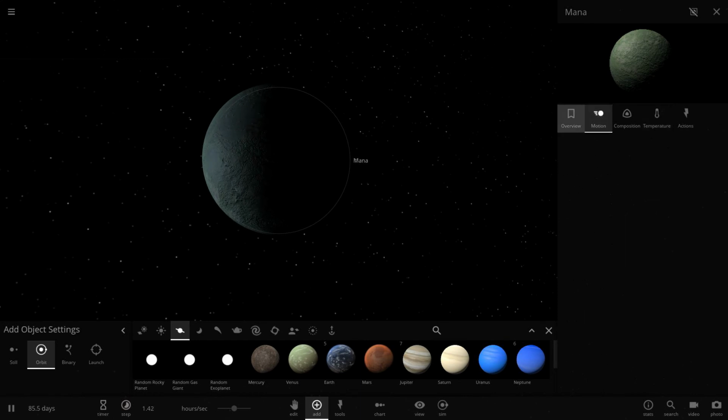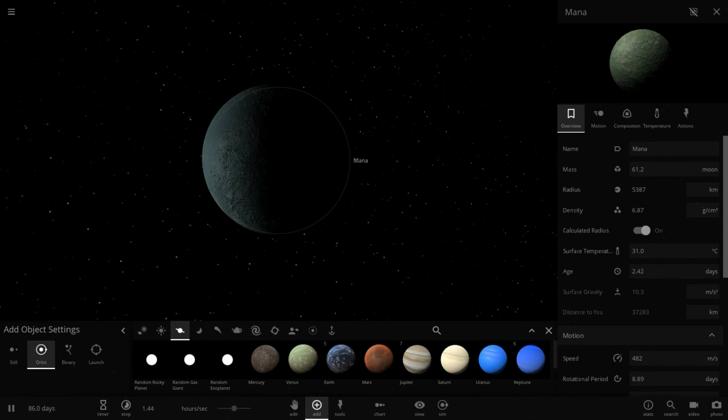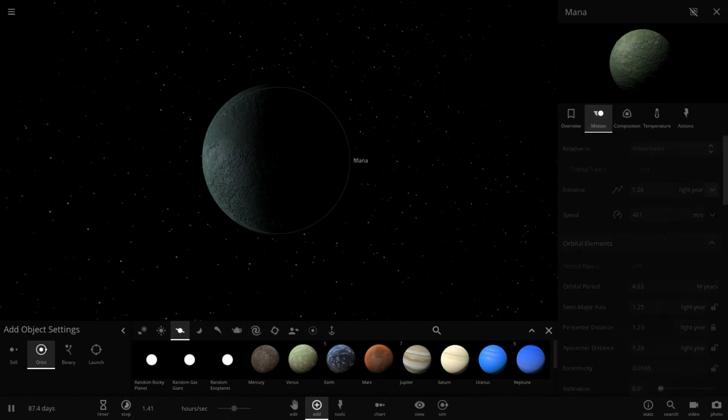How long will it take to orbit the star? 4.8 million years. That's like, you can't even comprehend how long that is. So you have to be between the 1.6 and 1.3 light year range to have a planet around the star.